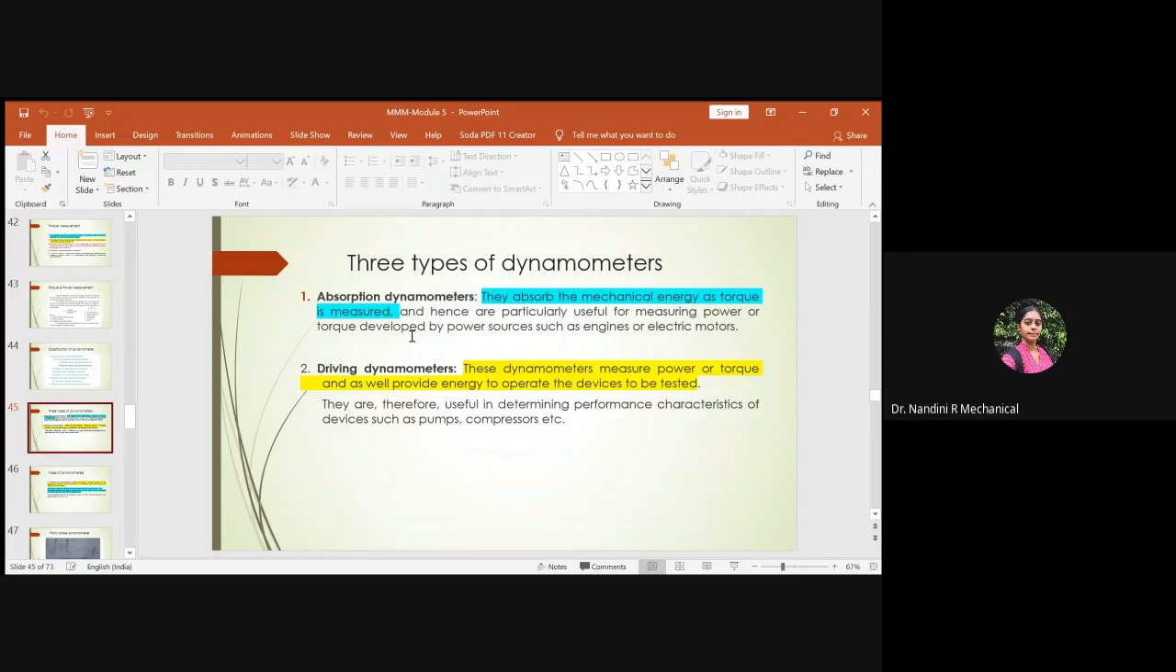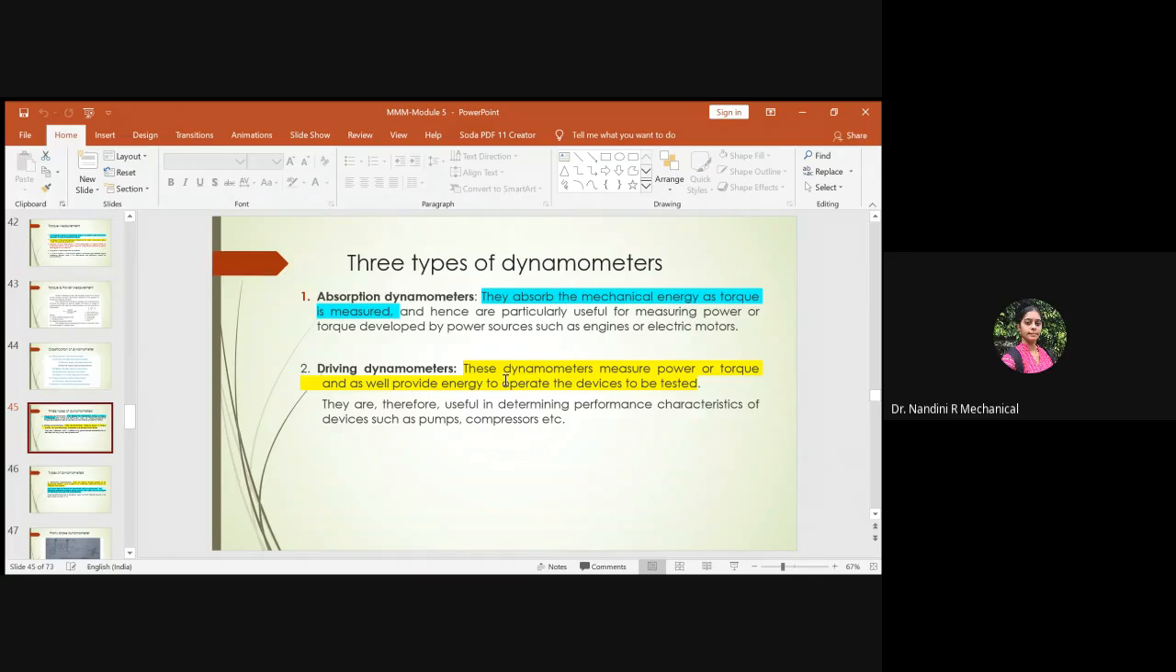Next is driving dynamometer. So what happens in driving dynamometer? These dynamometers measure power or torque and as well as provide energy to operate the devices to be tested. So the name only suggests, these are the dynamometers which help in driving. Right. So the first one was only the absorption dynamometer, which absorbs the mechanical energy and converts into the torque and the power, which are needed in order to make the system run, such as engines and electric motors.